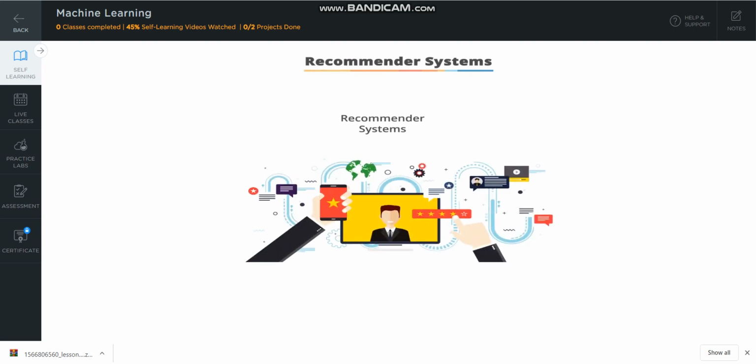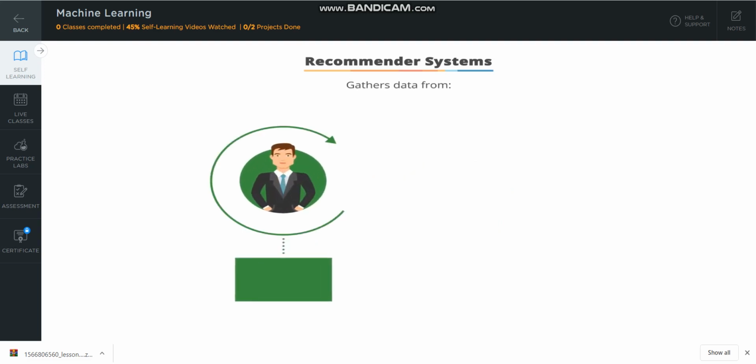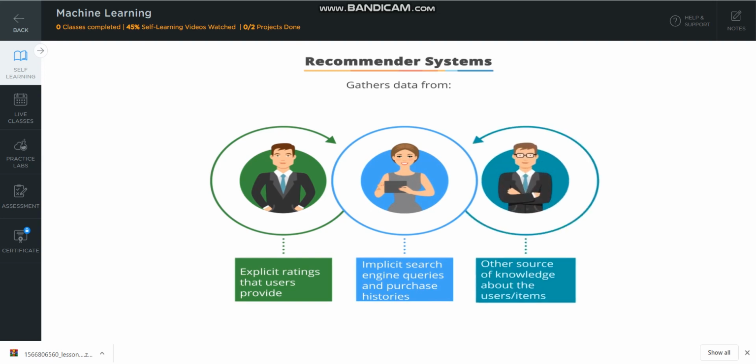So what is a recommender system and how is it useful? Many e-commerce and retail companies implement recommender systems on their websites to leverage the power of data and boost their sales. In other words, the goal of a recommender system is to predict users' interests and recommend products that the users may be interested in. Data required for recommender systems stems from explicit ratings that users provide after watching a movie or listening to a song, from implicit search engine queries and purchase histories, or from other knowledge about the users and items themselves.